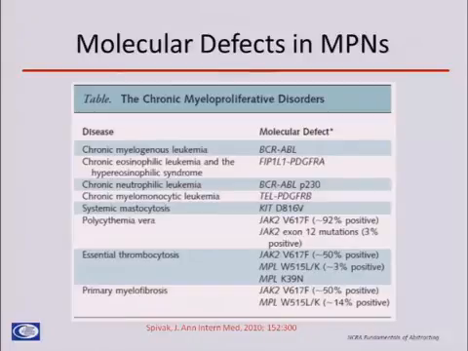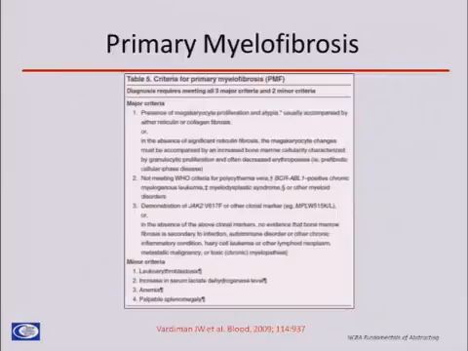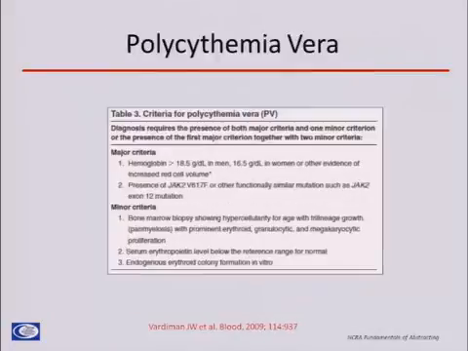The other one is the V617F, and 92% of those are positive. So that's why it's diagnostic for polycythemia vera. We've already talked about this a little bit. I think that's a duplicate slide.